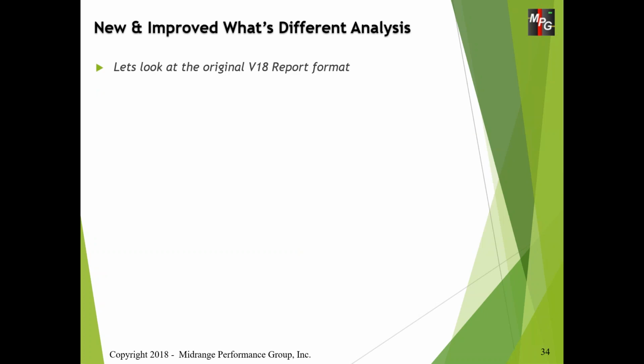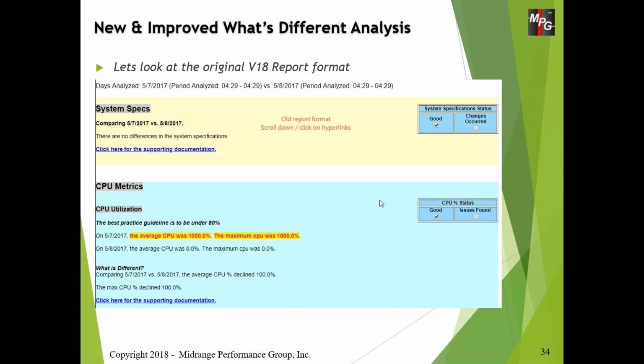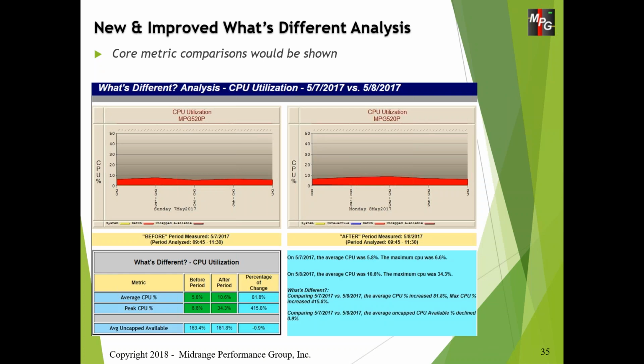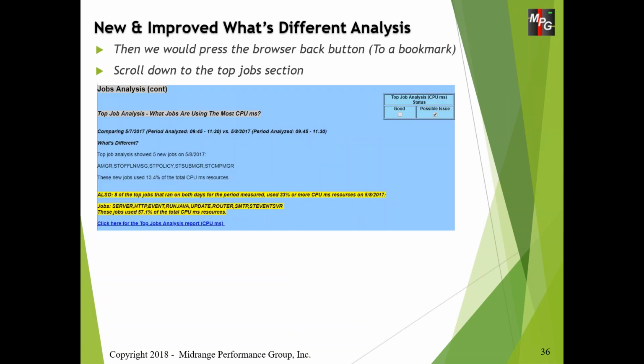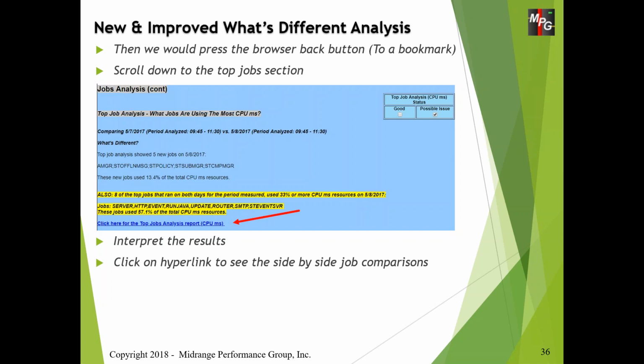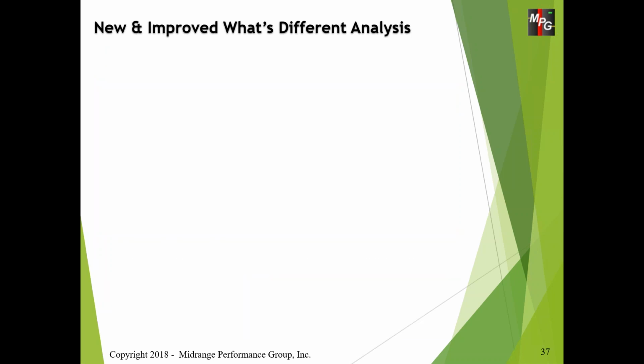So the What's Different analysis, I'll show you version 18 to show you how neat it is in 19. The old format in 18 was a really cool color coordinated concept where we had system specs and CPU and disk and memory and jobs and everything. The problem was we would click a hyperlink and we'd see a cool side-by-side picture. That's great, we could see that CPU was up or down. And then you'd hit a back button and it went to a bookmark in your browser, and then you had to hit a hyperlink. It worked and people loved it, but we had to make it easier.